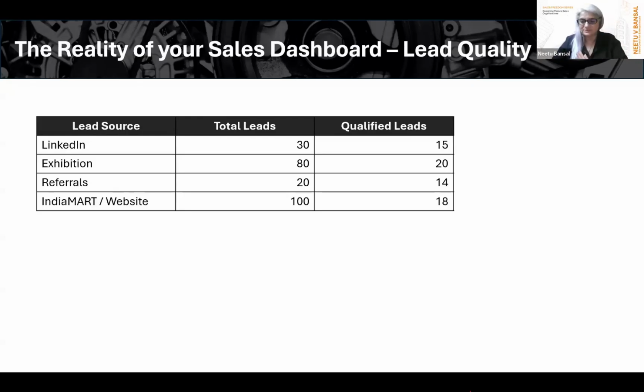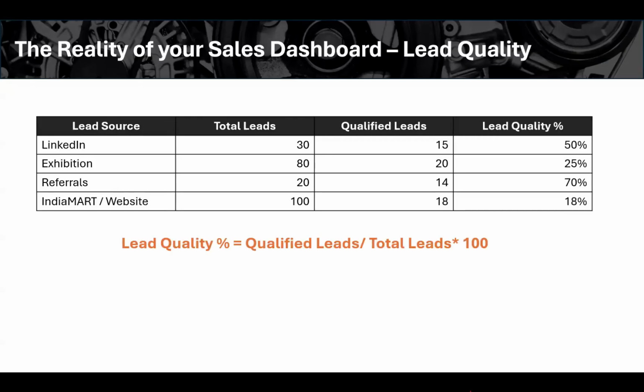Do this calculation first. Okay, all the different sources from where you're getting leads, how many of them are qualified leads? In this example, it is exhibition. And in your example, it could be referral, but calculate the number and then make the decision. Okay? So if you look at this, the lead quality percentage is, if you see for LinkedIn, out of 30, qualified is 15. So the lead quality is 50%.